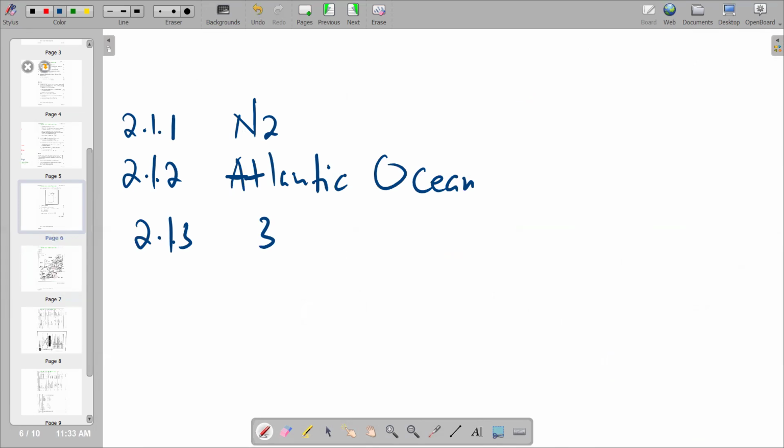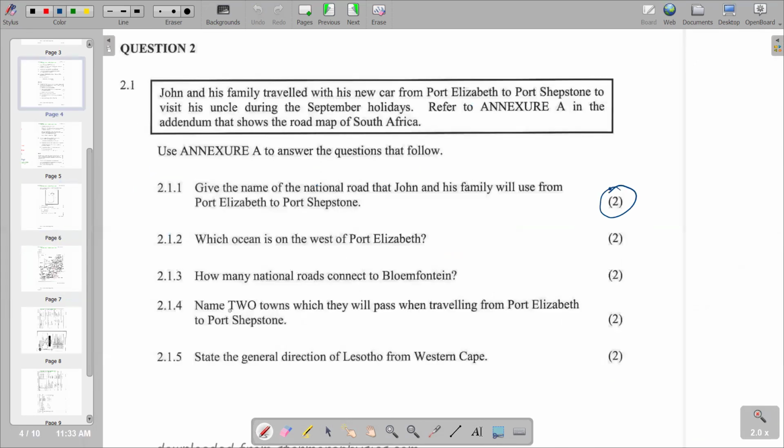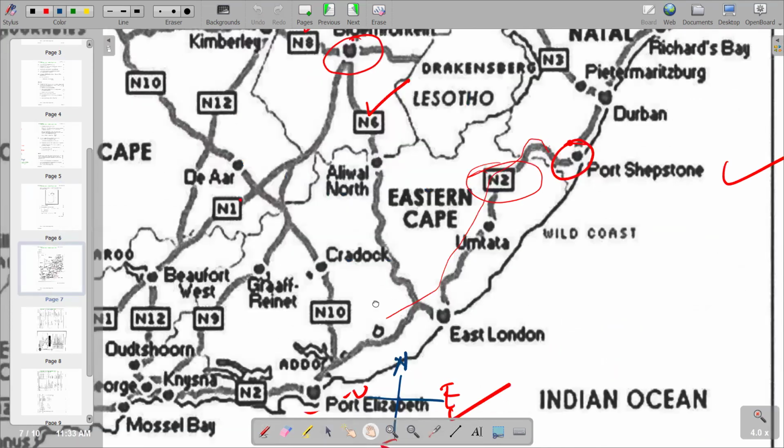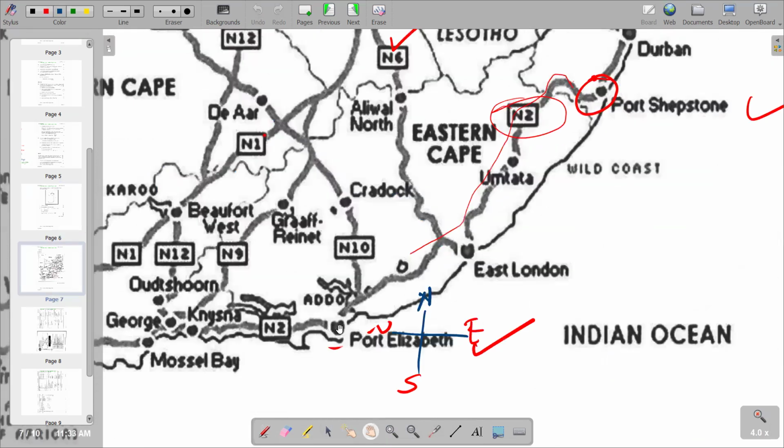Then moving on to the next question, name two towns which they will pass when traveling from Port Elizabeth to Port Shepstone. So two towns that we can see from Port Elizabeth to Port Shepstone. From Port Elizabeth is here. We see that we have got East London. It's one of the towns. We go. We have got Umtata, and then we reach Port Shepstone. So we have got East London and Umtata that we can identify there.